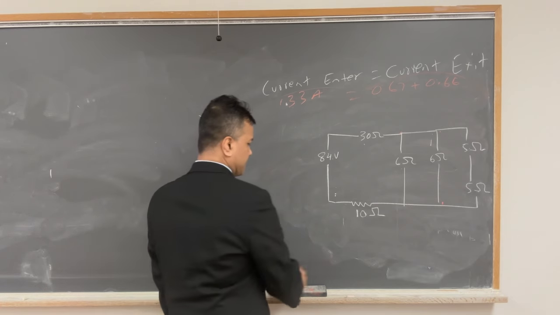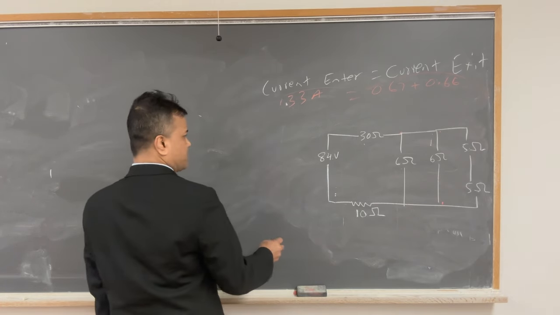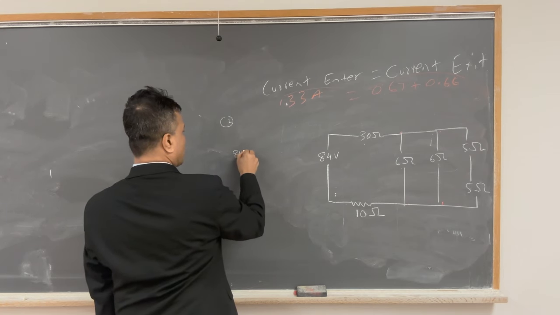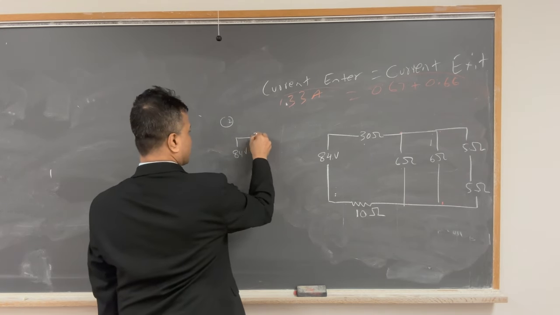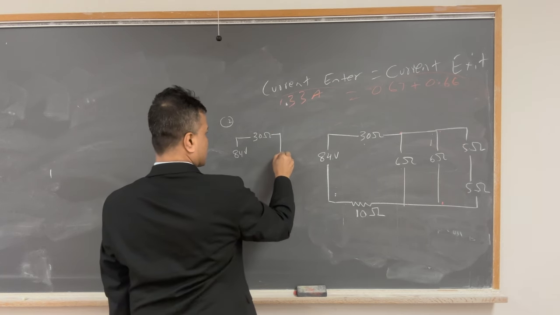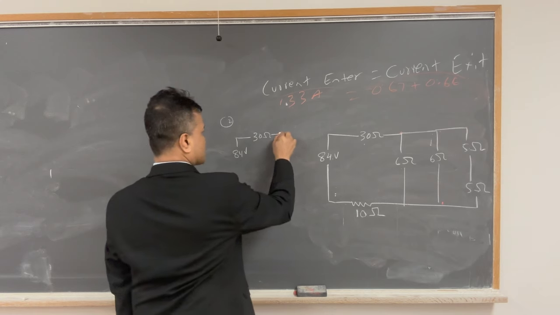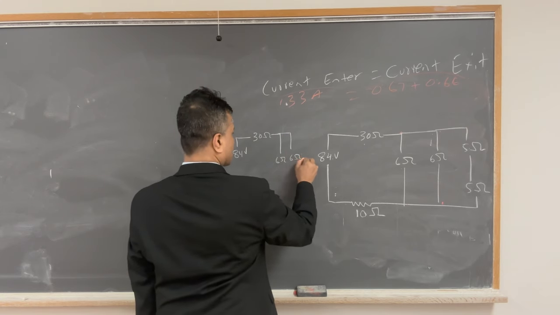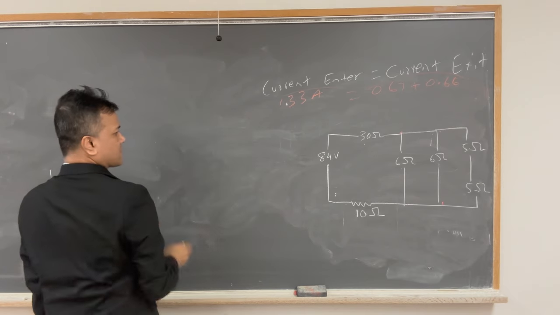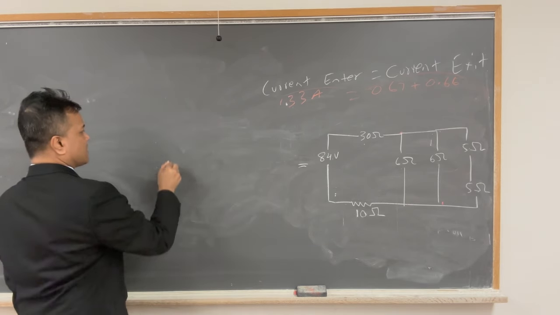Okay. Now, I'm going to convert this one to a simple circuit. How can I do that? So, this is 84 volts. This is 30 ohms. This is 6 ohms. This is also 6 ohms. It's getting too crowded, so I'm going to make some space over here.